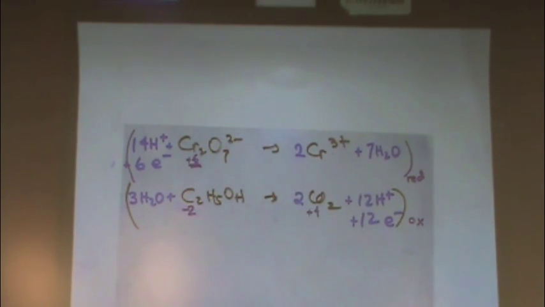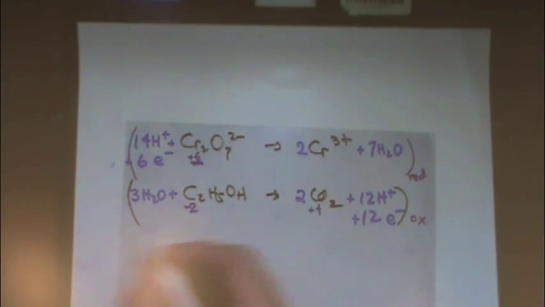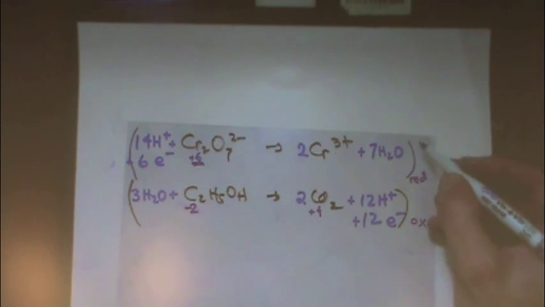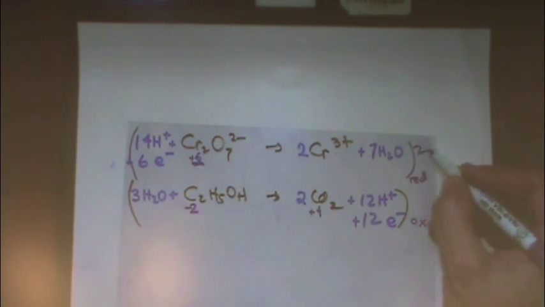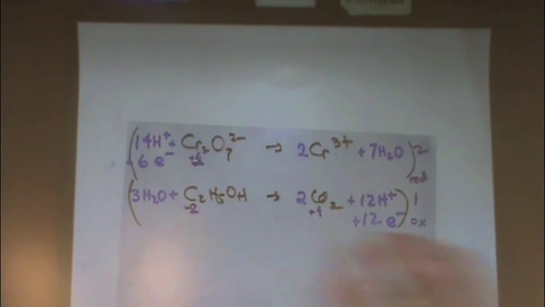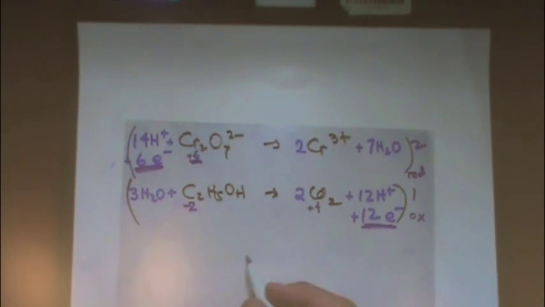Okay, that should do it. Either way it's oxidized, it went up in oxidation state. A very, very common mistake is people switch these two. All right, I'm going to multiply the top reaction by 2, the bottom by 1, because this 6 and 12 have to cancel. So I need twice the top.